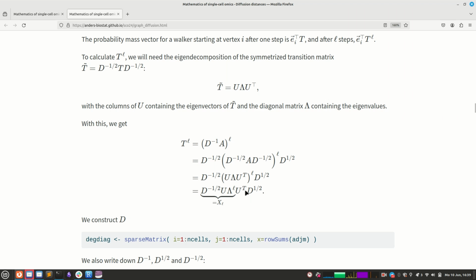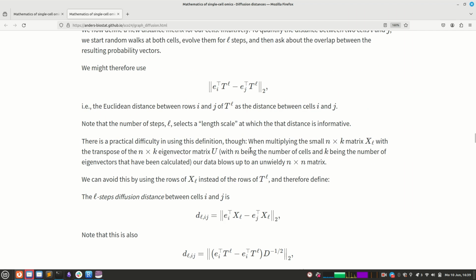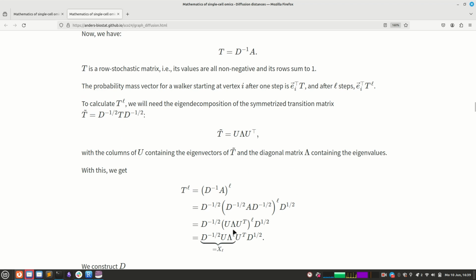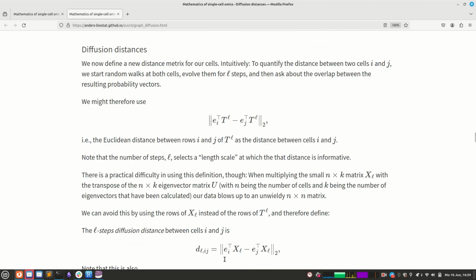Because U transpose, after all, is a pure rotation matrix. It's an orthonormal matrix, so multiplying by U transpose shouldn't change anything about these distances. It shouldn't make a difference if I include the multiplication by U transpose or not, because if I rotate in the space, the distances don't change. However, what does change the distance matrix is this multiplication by D to the 1/2, because it reweights our distances.